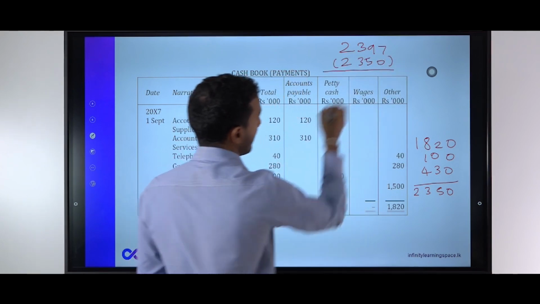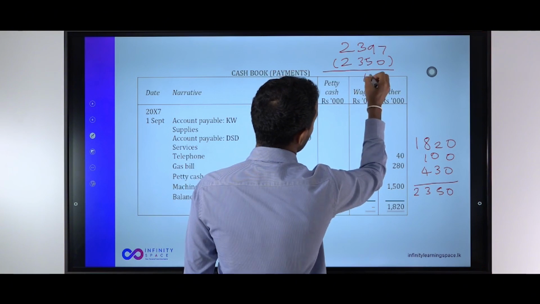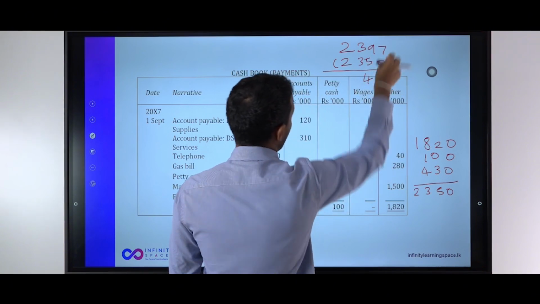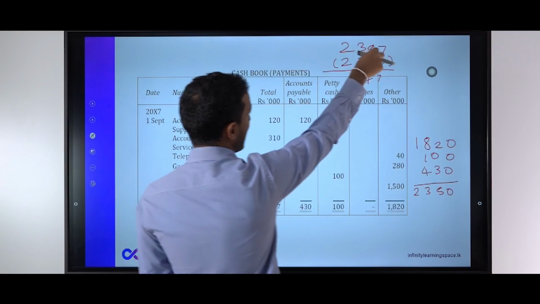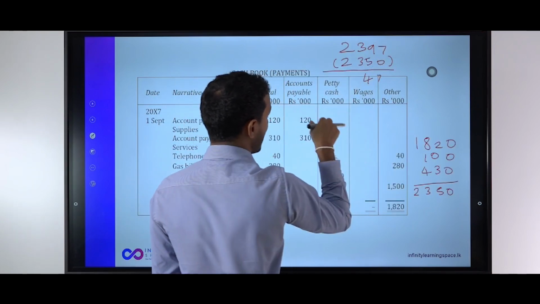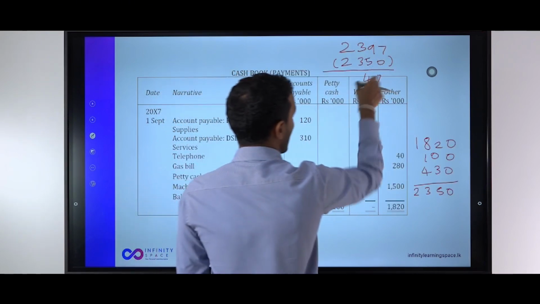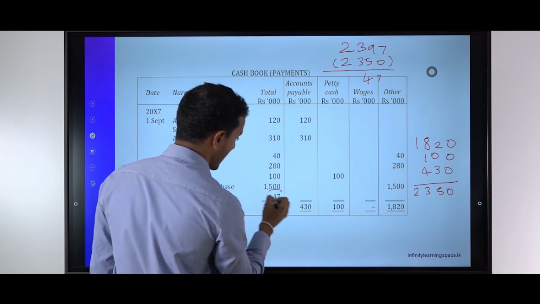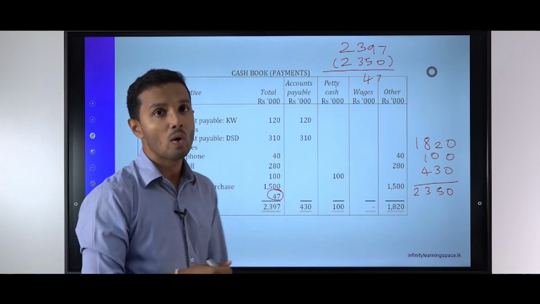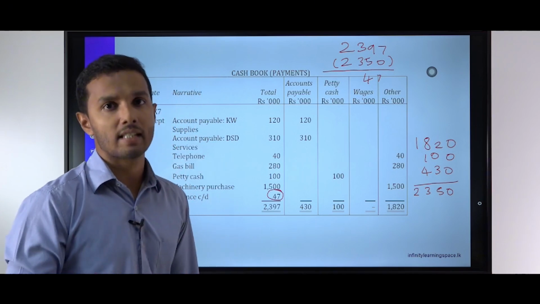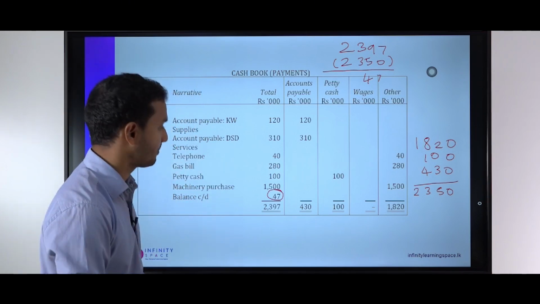How much money do we have at the end of the day? We have 47 left at the end of the day. We received this much money, right? Received and the opening balance, and we paid this much money on the 1st of September. So we are left with 47. This is that 47. Balance carried down. This is what we are going to take forward to the next day, right?